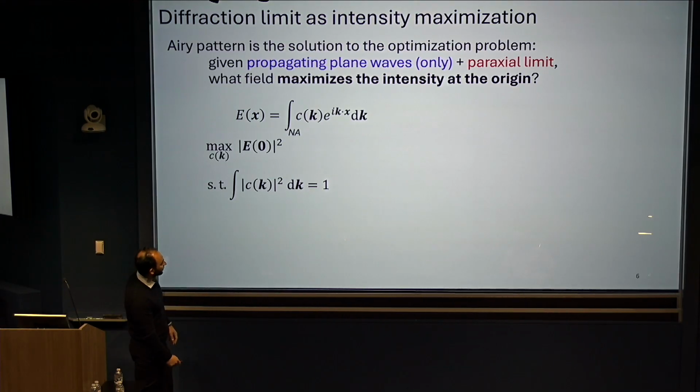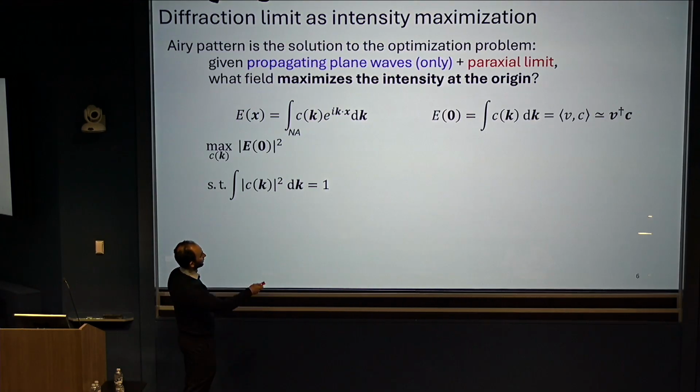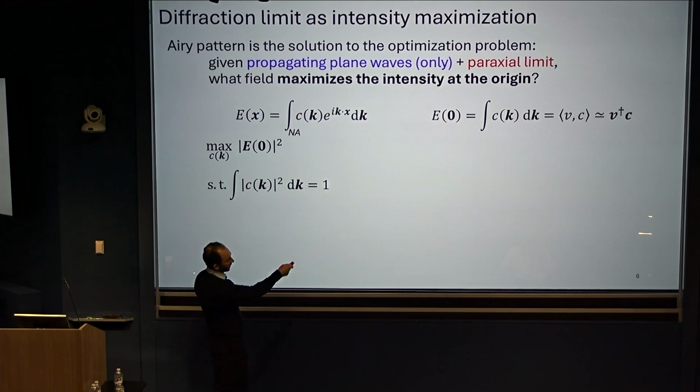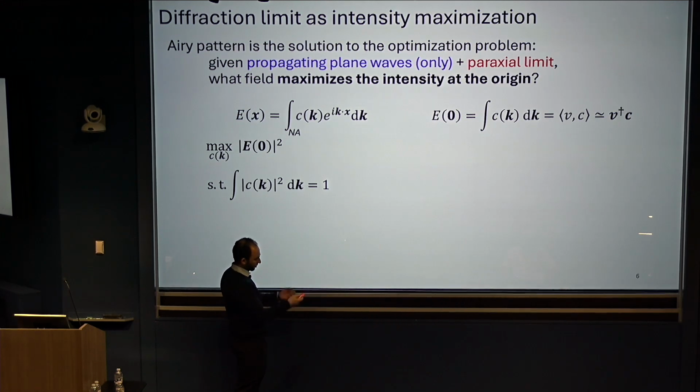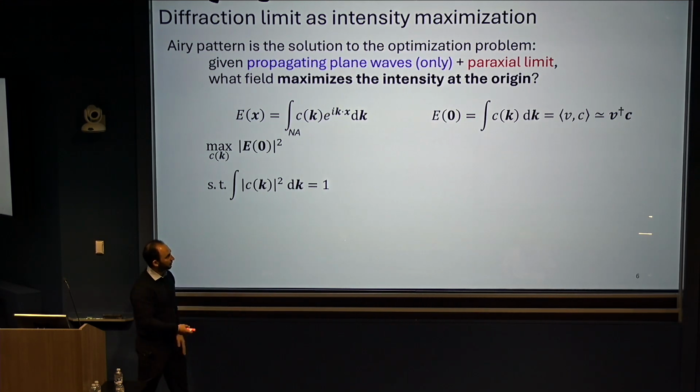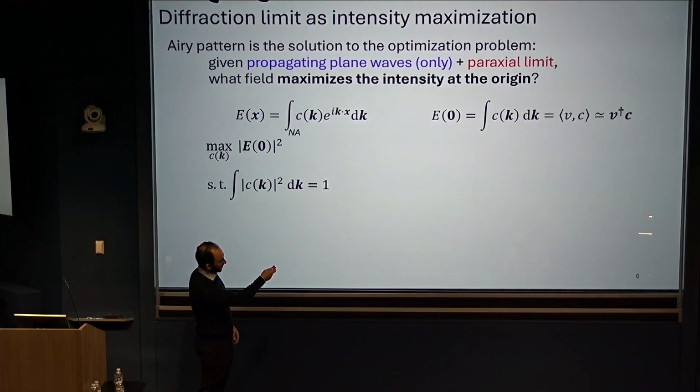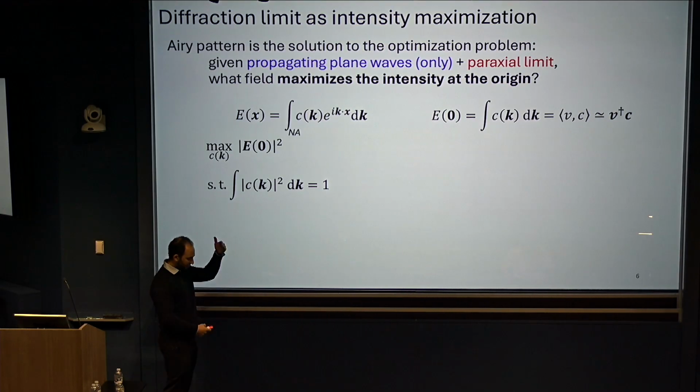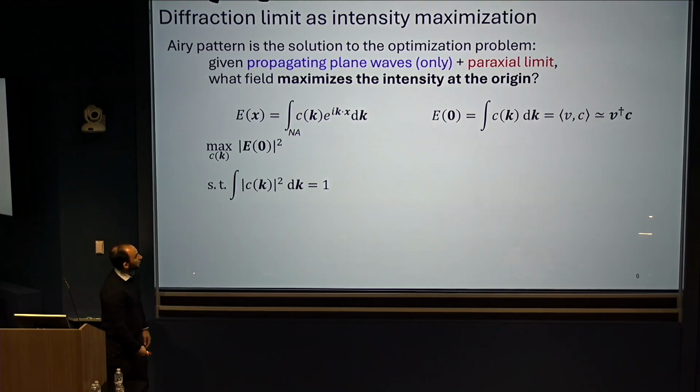What does this have to do with Rayleigh quotients and rank 1 optimizations? The electric field at the origin is just the integral of the coefficients against the plane waves, but at x equals 0, that's just 1. And so that's just the inner product of the coefficient vector with a vector that's essentially the identity. And so if you want to imagine this in some discretized space with v and c being discrete vectors, it's a vector of 1 taking the inner product of that with the vector of coefficients. Because E of 0 is just a scalar, and so it has to be some vector inner product with c.